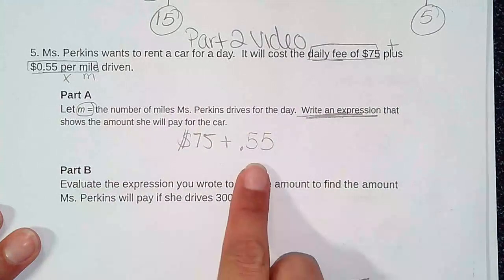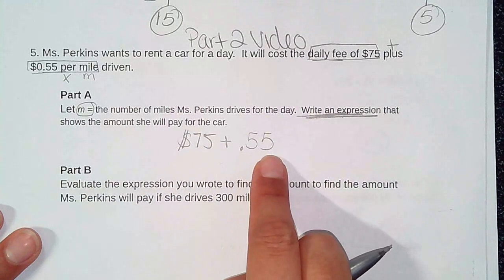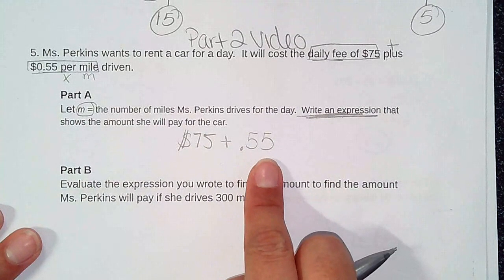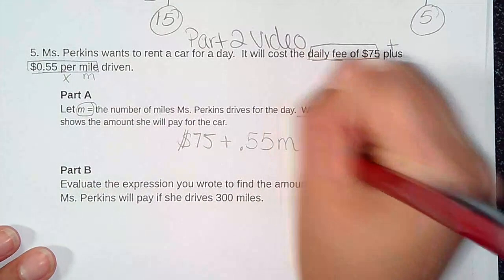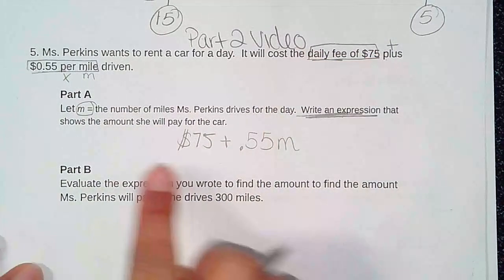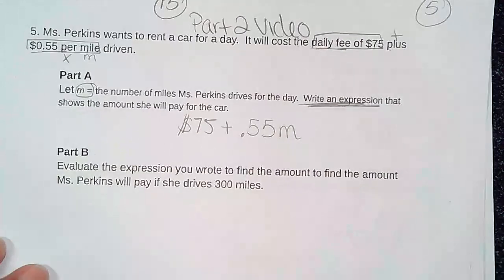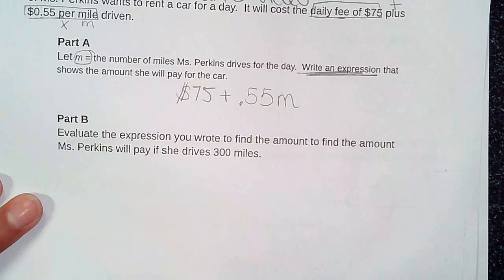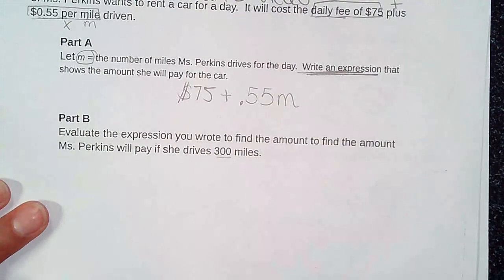Okay, if I go 1 mile, it's 55 cents. If I go 2 miles, I'm either going to add 55 cents or I can multiply by 2. If I go 3 miles, I'd multiply by 3. 4 miles, multiply by 4. So I'm simply going to write 55 cents times M. So this is the expression. That's part A. Part B is where we are now evaluating. We are solving this expression to find out how much she would pay for 300 miles.